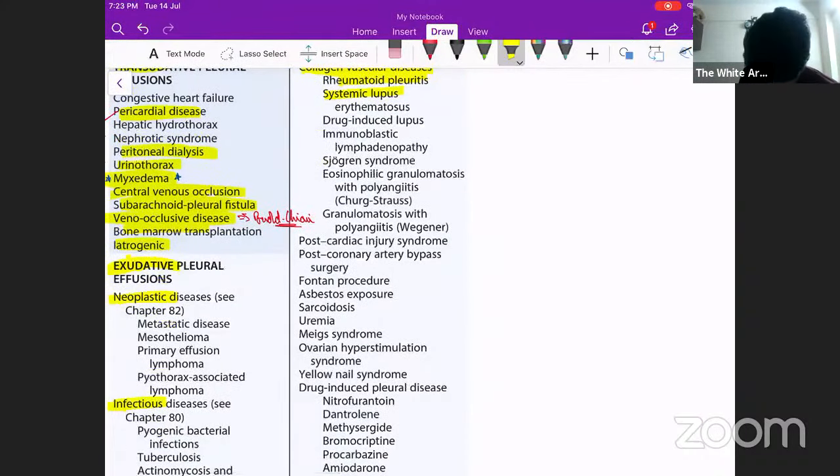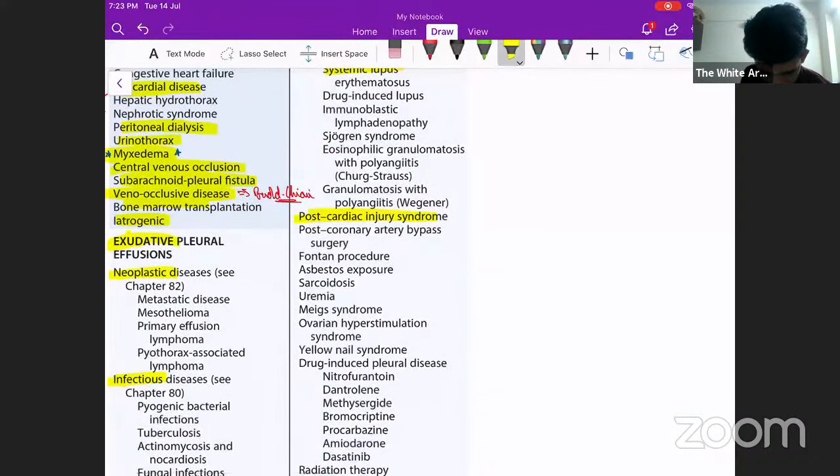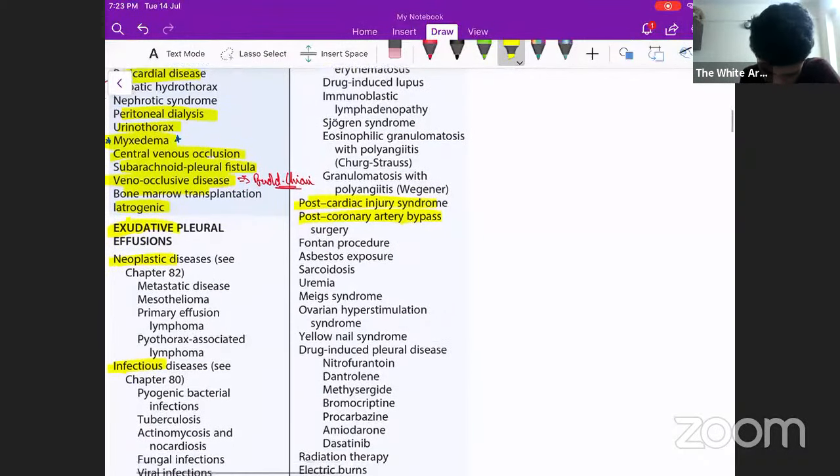Next, post-cardiac injury syndrome. What is the other name for post-cardiac injury syndrome? Yes, very good. Dressler syndrome. Nothing but Dressler syndrome. Next, again, post-CABG. Why CABG? Because when you're doing surgery for coronary artery bypass surgery, you will end up irritating the pleura, no? That's why there will be fluid collection.